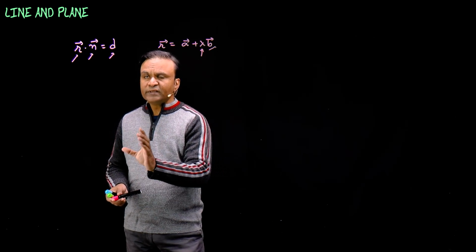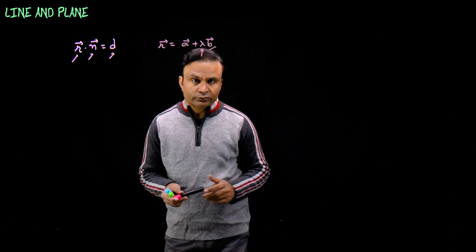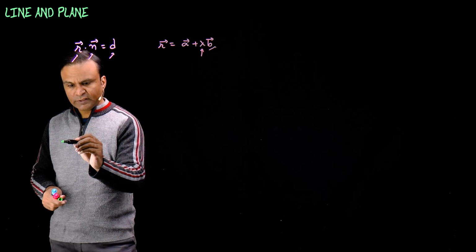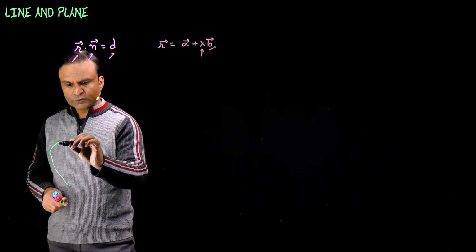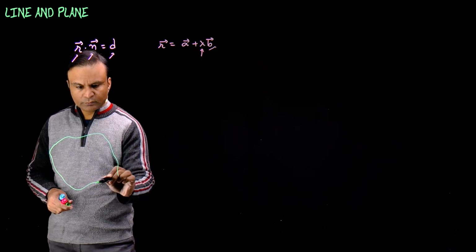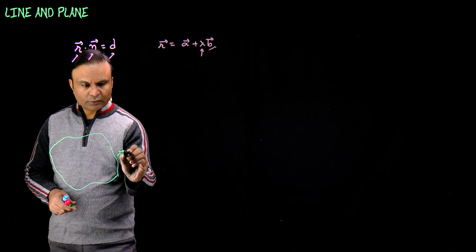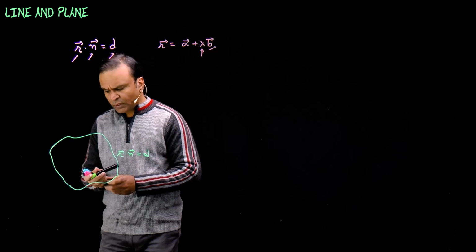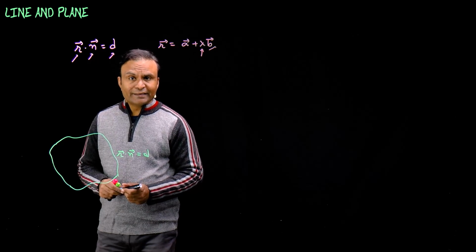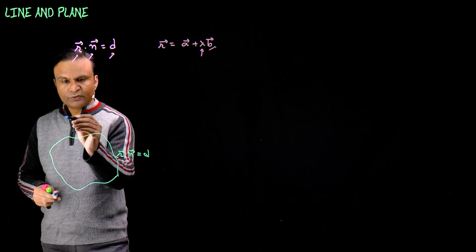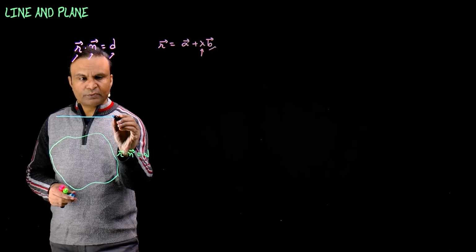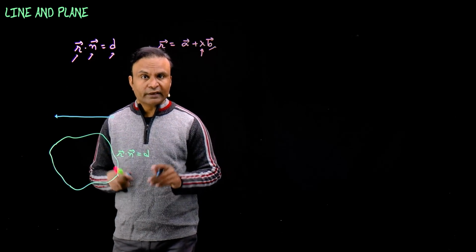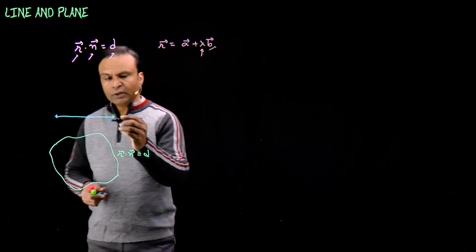Okay, now how this line and plane are positioned? For that, consider different possibilities. Suppose this is a plane r dot n is equal to d. Now suppose this line is parallel to the plane. So we draw a line parallel to this plane, but this line is not on the plane. We are considering line is parallel to plane.